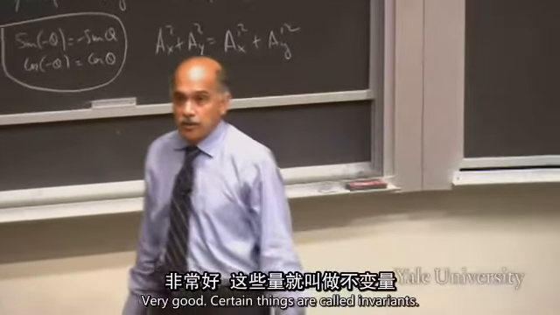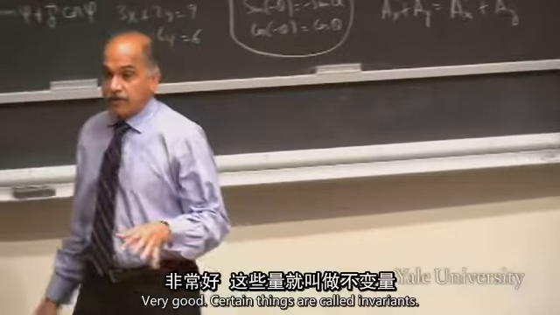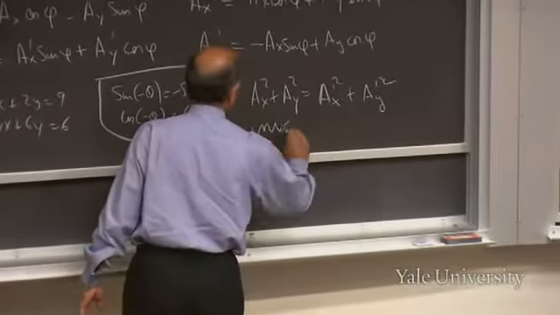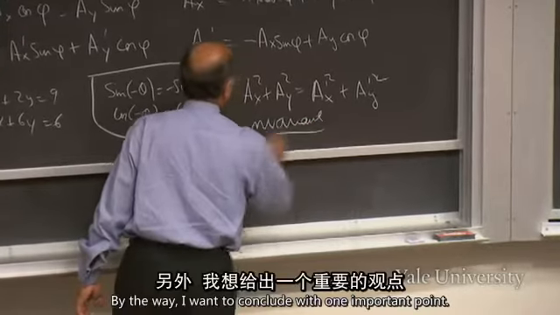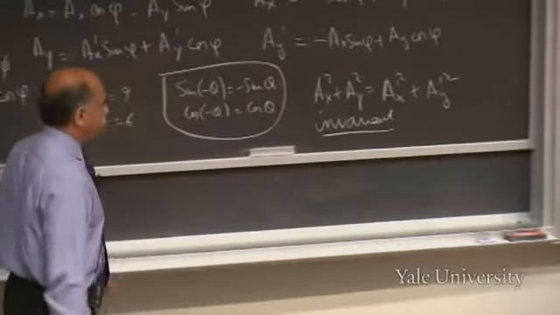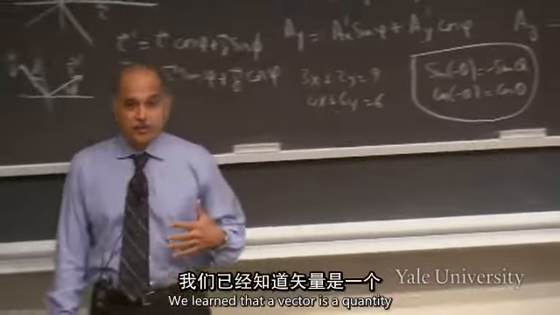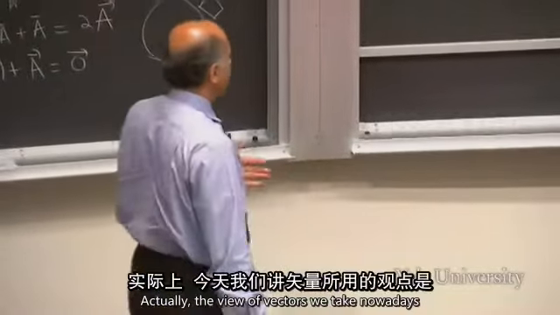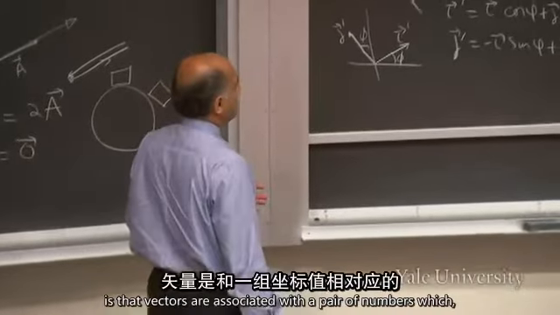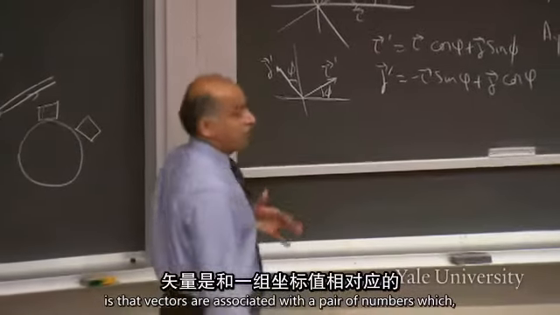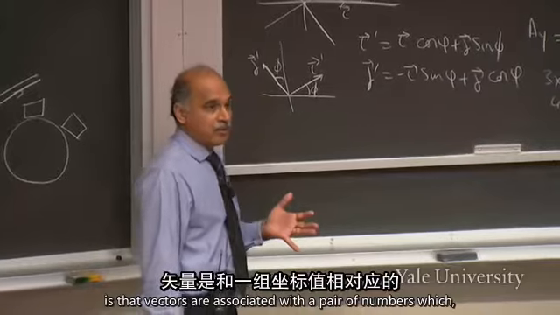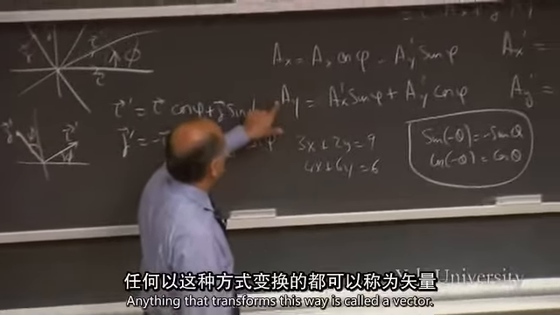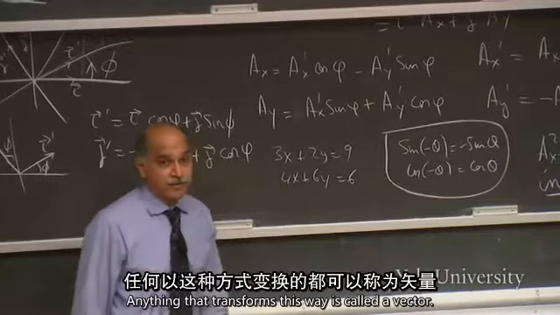Very good. So certain things are called invariants. This is an example of an invariant. By the way, I want to conclude with one important point. We learned that a vector is a quantity that has a magnitude and a direction. But actually, the view of vectors we take nowadays is that a vector is a pair of numbers, or associated with a pair of numbers, which under rotation of axes transform like this. Anything that transforms this way is called a vector.